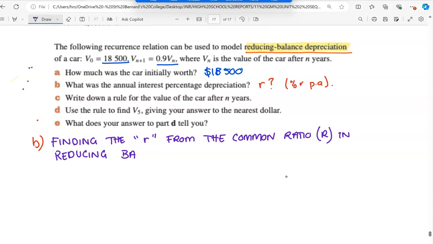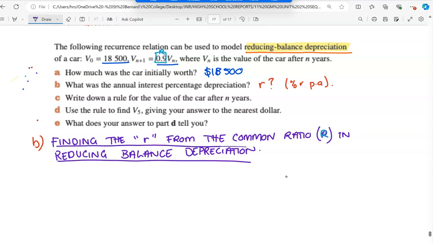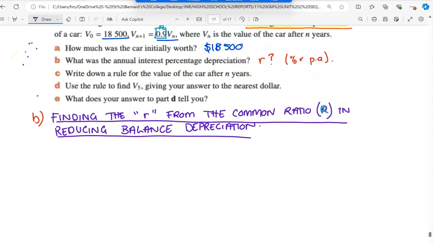So we're finding the R from the common ratio. Remember up here, this is the common ratio. Maybe if you want, put that in that color so you can see. So finding the R% from the common ratio in a reducing balance depreciation. You have a summary of this formula in your summary sheet. It's on one of the last pages. I think you do. If it doesn't, I'll give it to you.